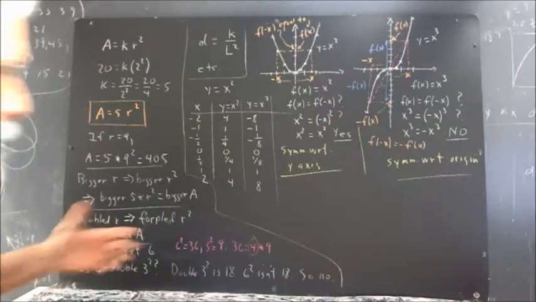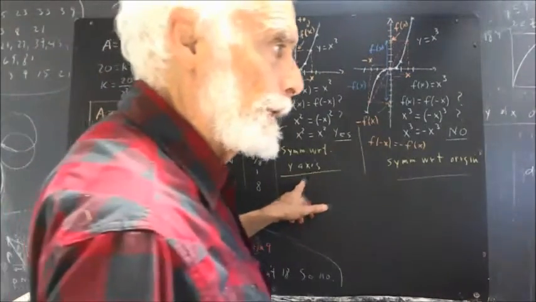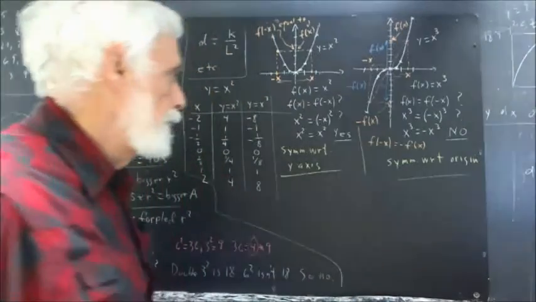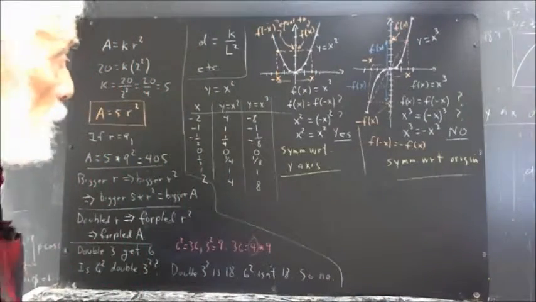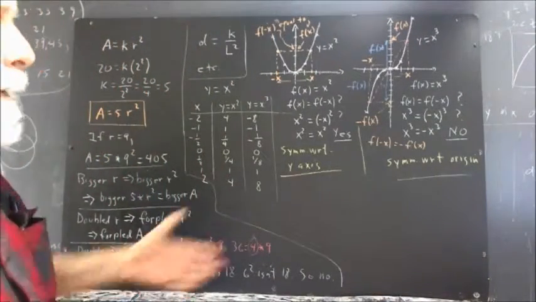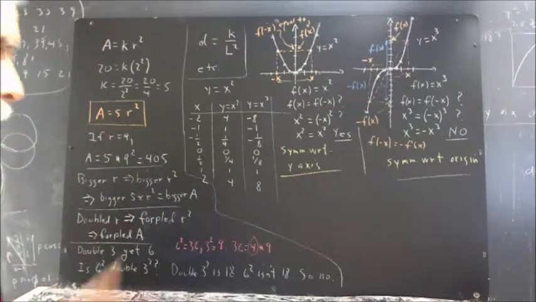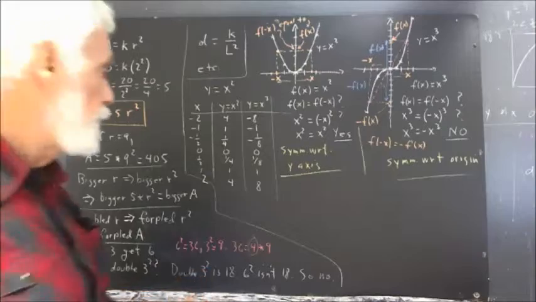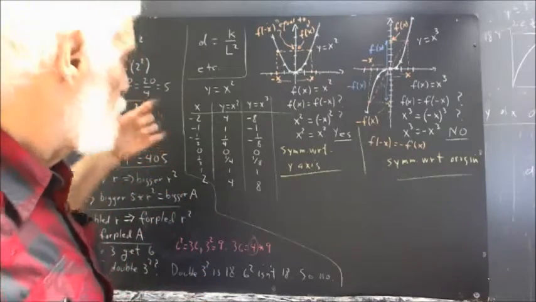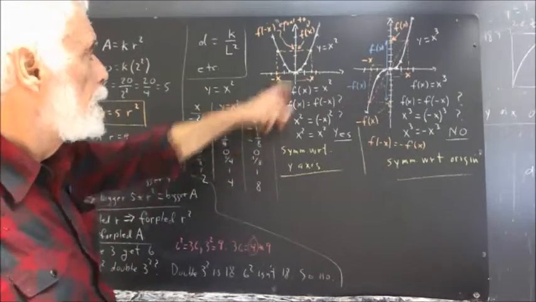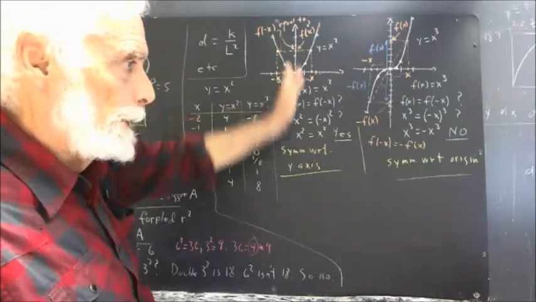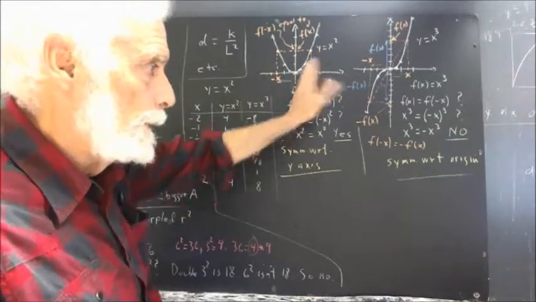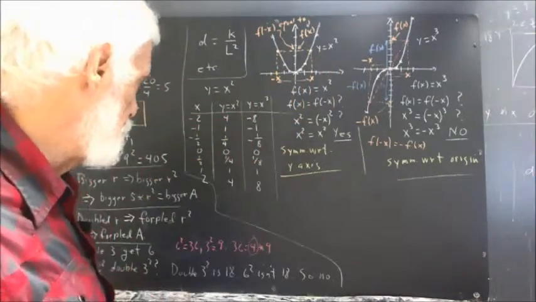We can test the symmetry with respect to the y-axis or the symmetry with respect to the origin. And there's also a symmetry with respect to the x-axis, although that doesn't apply to functions, and we might talk about that. Okay, why is this graph symmetric with respect to the y-axis? Why do we have this mirror image, this side mirror image?